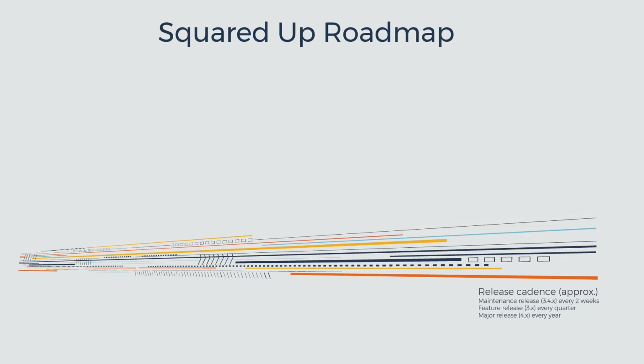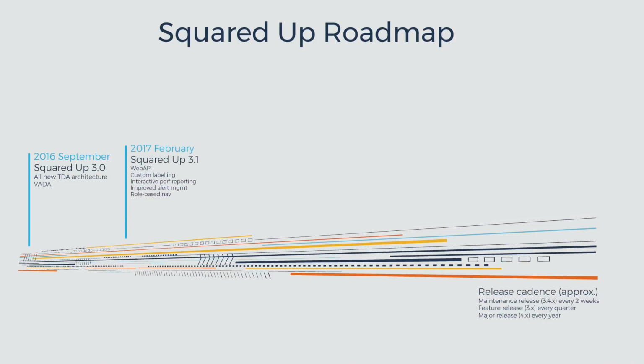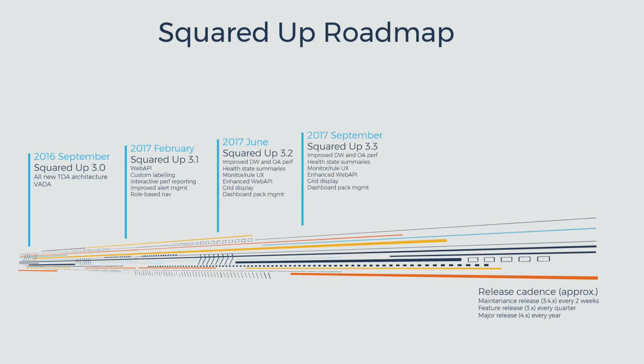All right, so just a quick recap on the Squared Up release roadmap, looking back to the end of 2016 at Ignite, when we launched Squared Up 3.0 with a whole new dashboard architecture and, of course, Vader. And then throughout 2017, you would have seen 3 feature releases taking us up into September, which was the last time I did a webinar and showed off a brand new release. And of course, we have today Squared Up 3.4, where I'll be taking you through the great new features we have.